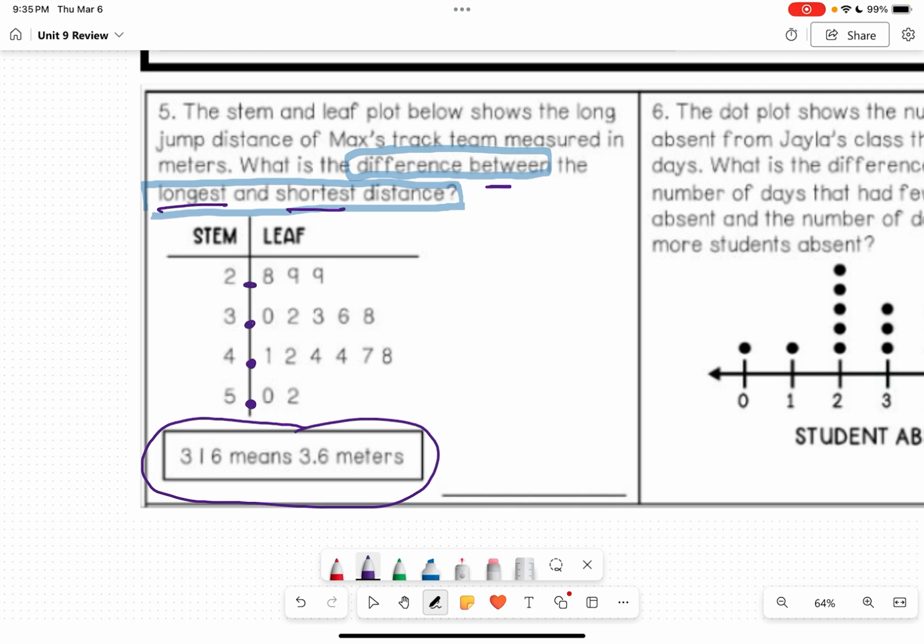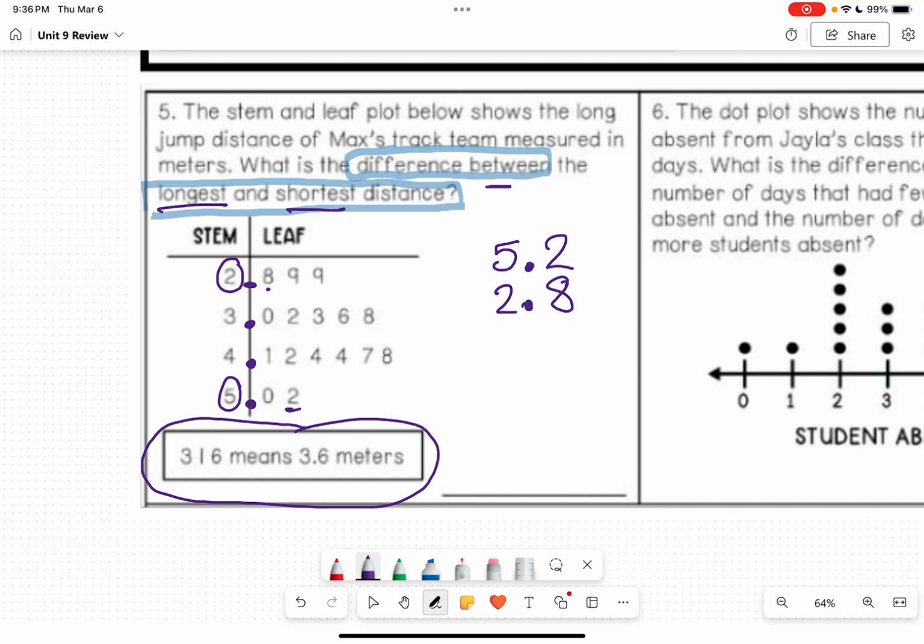Okay, so we're going to get the longest. The longest is 5.2. Okay, I found that by looking at the stem that has the biggest number, which is 5, and the leaf on 5 that is the biggest. Okay, that's the furthest to the right. So that's 5.2. And I'm getting the shortest. So I'm going to go back to my stems, and I'm going to look for the smallest number, which is 2. And I'm going to find the smallest leaf to it. So it's 8. So it's 2.8.